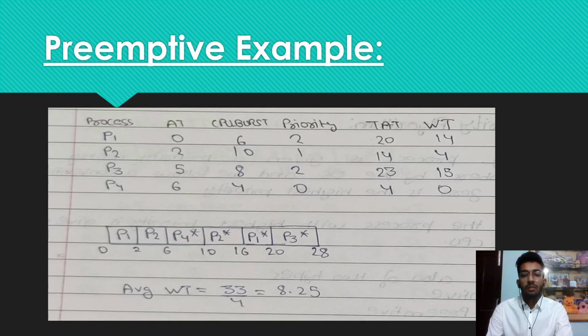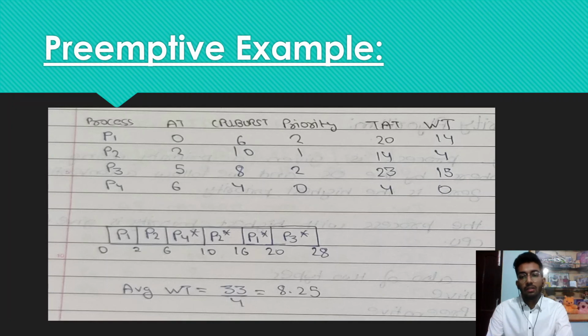Then P1 and P3 have the same priority, so we see which one comes first. On the basis of first come first serve, P1 is executed first and completes its execution at time 20, and at last P3 is executed, which completes its execution at time 28.